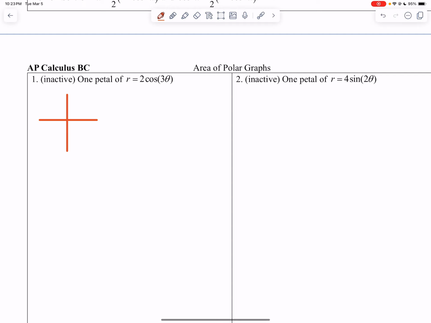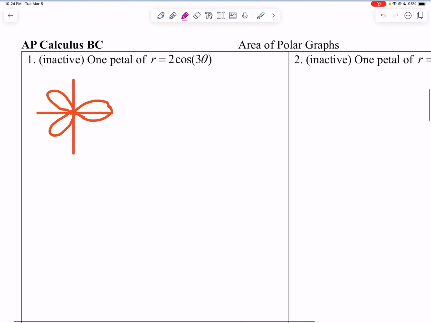Now this one right here, since we have cosine and this is an odd number, we're going to have 3 petals, with one of the petals being across my x-axis, since this is cosine. Then the other 2 are going to look something like that. It's not going to be pretty, but you know, it kind of looks like a fish. All right, so we have this one petal.